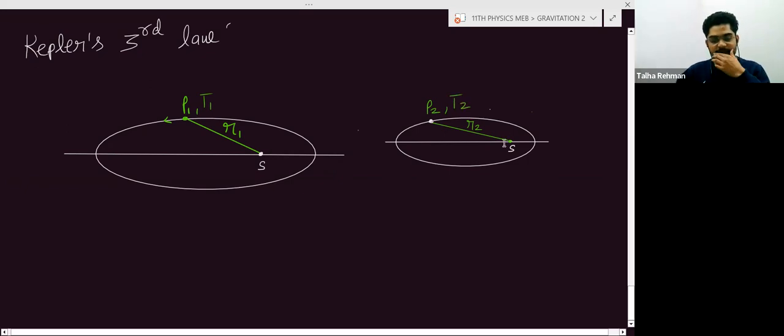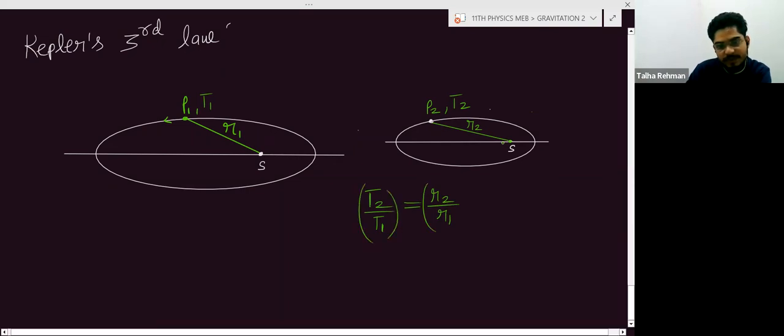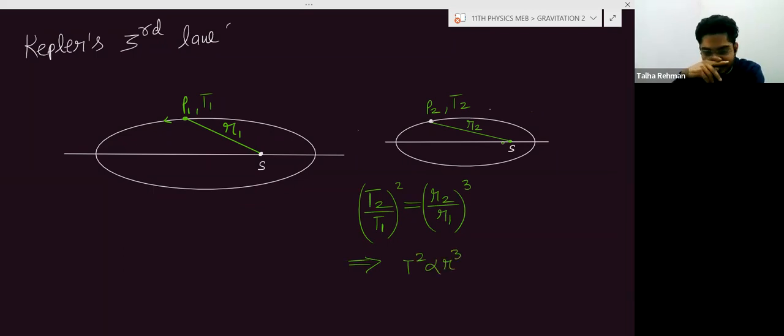So basically, the third law says that T2 by T1 is equal to R2 by R1 to the power three halves. That is, the square of the time period is directly proportional to the cube of R.